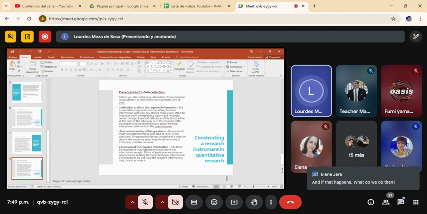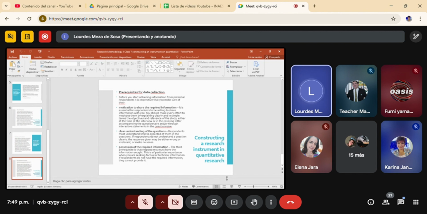So you have to make an effort to motivate them by explaining clearly and in simple terms the objectives and the relevance of the study, either at the time of the interview or in the covering letter accompanying the questionnaire, or through interactive statements in a questionnaire. Interactive statements are a very good way to do it with teenagers, right?